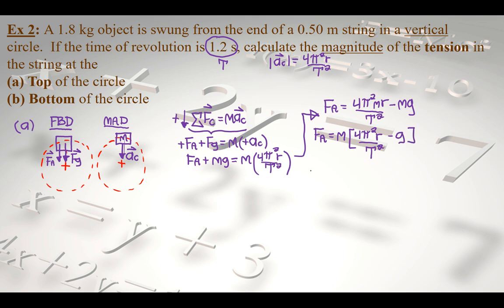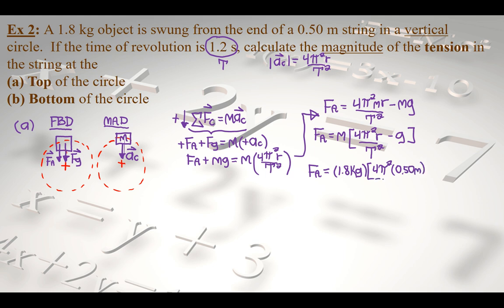Okay, now let's plug the numbers in. I manipulated it in terms of the other variables, and I simplified it by factoring. So now it would be 1.8 kilograms, multiplied by 4 pi squared times r. R is 0.50 meters.